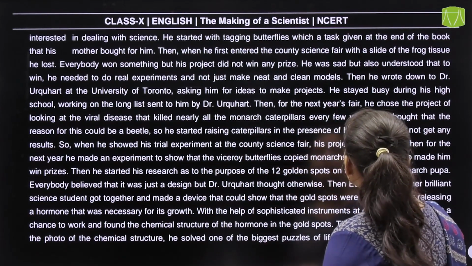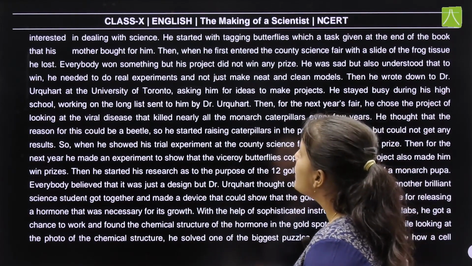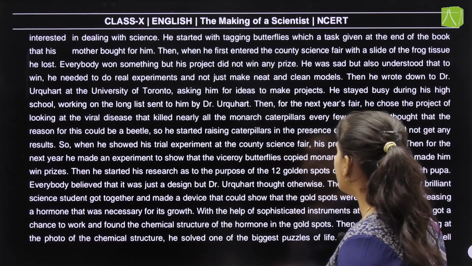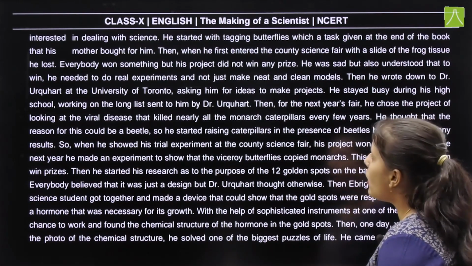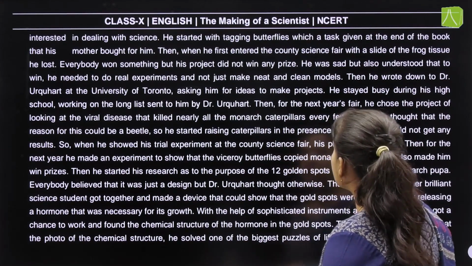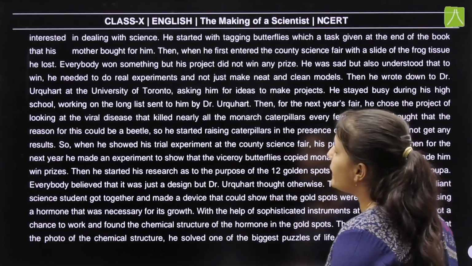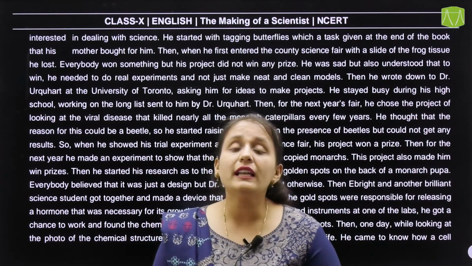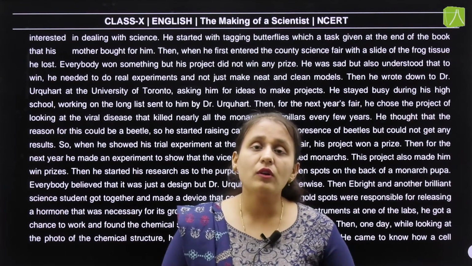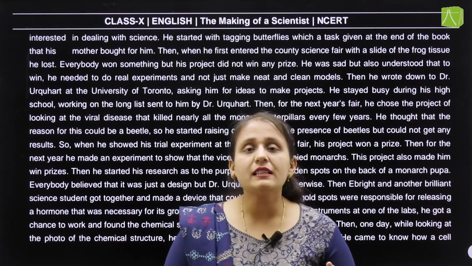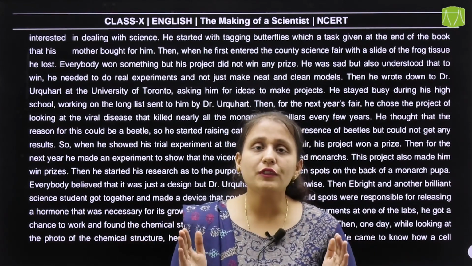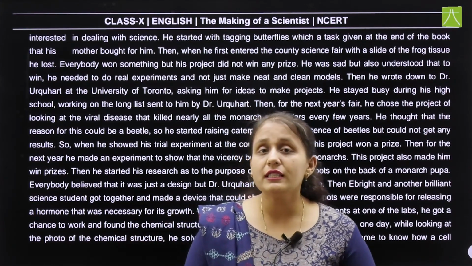Then for the next year's fair, he chose the project of looking at the viral disease that killed nearly all the monarch caterpillars every few years. He thought that the reason for this could be a beetle, and so he started raising caterpillars in the presence of beetles but could not get any results. Now he was doing real experiments. He thought that when all the butterflies were dying, it was because of beetles. So he started keeping caterpillars on one end and beetles on another and he just observed them. But it was not the real reason.